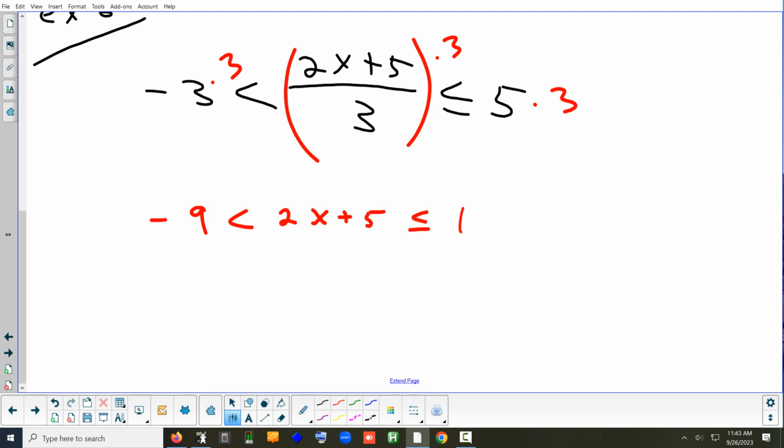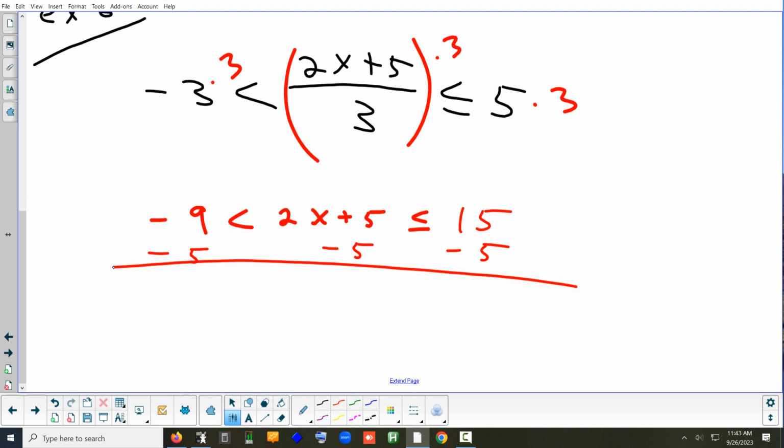Yep, we get 15. Okay, so there's the first step. What would be my second step to get x along the middle, Joe? I would subtract 5. Yep. Subtract 5. And we're not multiplying or dividing by a negative, so no flipping the sign. And what do you get, Joe, if you subtract 5 from everywhere? Negative 43 is less than 2x is less than or equal to 10.